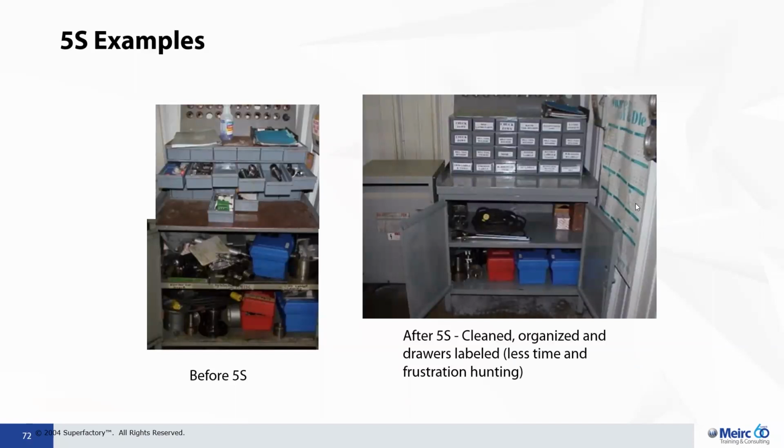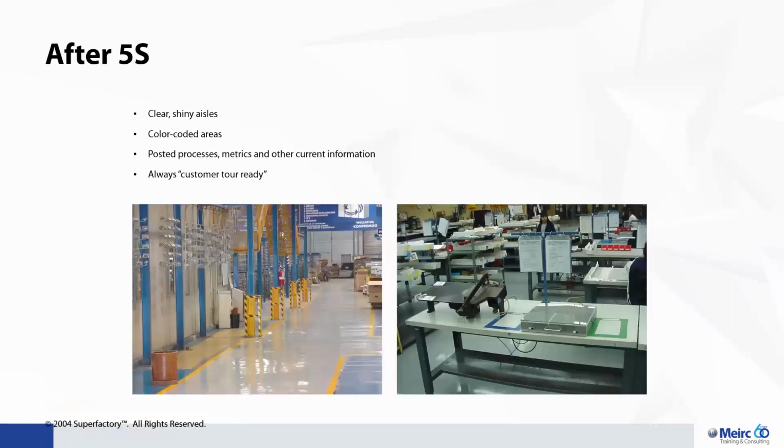Before 5S, you can see this picture, and then you can see on the right-hand side the organized manner. So I do hope that your offices, your workplaces are very similar to the one on the right-hand side. Again, it could be tooling, it could be offices, it could be filing, it could be your own laptop, and that's where the productivity and efficiency comes into place. Again, clear, shiny aisles.